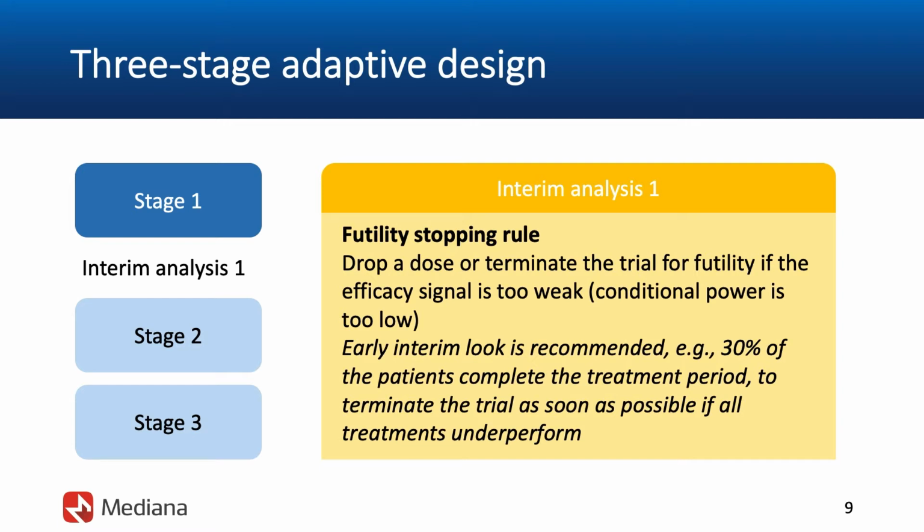For example, stage 1 would be comprised of all patients who complete the treatment period. In this particular case, this would be a 6-month treatment period, but a cutoff date that specifies the first interim analysis. And then likewise, stages 2 and 3 would include all patients who complete the trial between the first and second interim looks, and then finally between the second interim analysis and the final analysis.